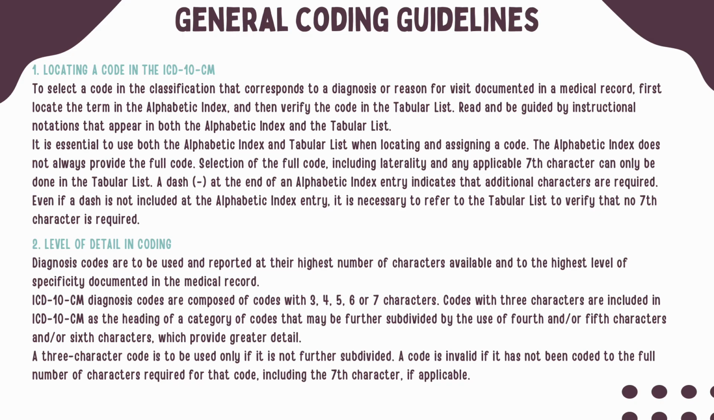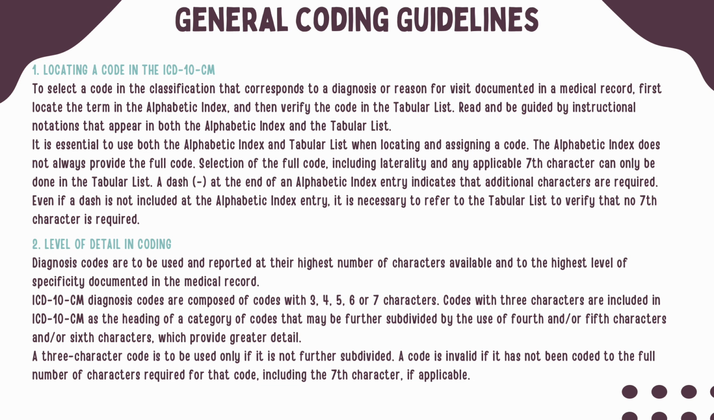The general coding guidelines begin with locating a code within the ICD-10-CM. First, you will want to locate your main term in the alphabetic index, and as always, you want to verify that code within the tabular list. While in the tabular list, you should always look at the instructional notes, as well as your includes and excludes notes. Paying attention to the level of detail on your code is important.